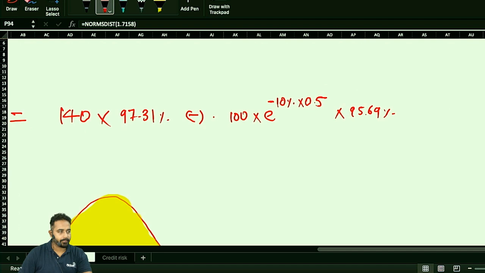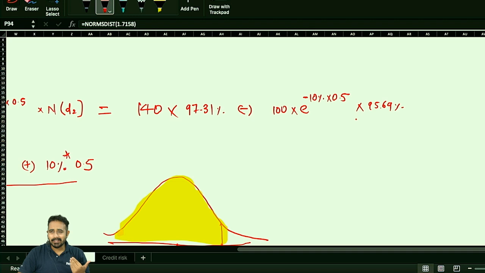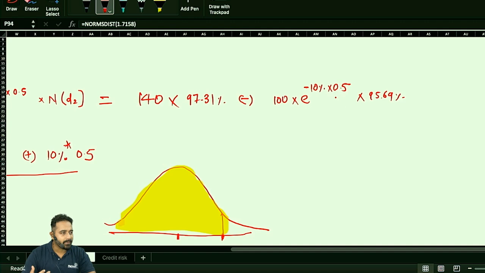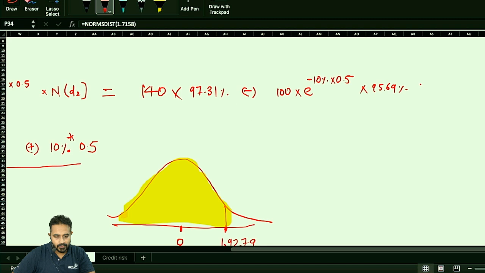Okay, now we need to solve for this and we'll get the answer. Of course, I could have done this in Excel much faster, but I wanted to do it by writing it slowly, step by step, so you understand what happens when we write a formula in Excel. Okay, so let's do it together. 140 into 0.9731, STO1. Then I'm going to solve for the bond first with the exponent term. So 10% into 0.5, make it negative. Second, e raised to x. Okay, so that's your present value factor.